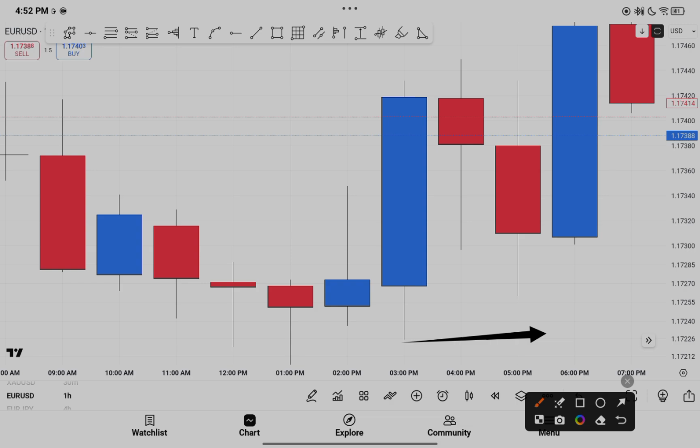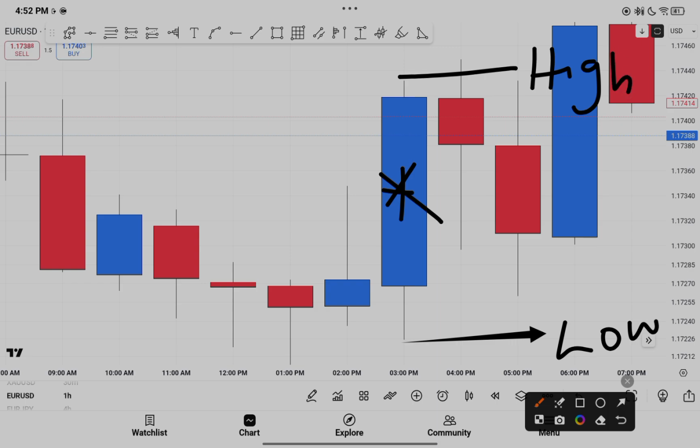Okay, so this is basically the low of this candle, and this is the high of this candle. So that's the first thing you need to understand. This is the high, and this is the low. That's the low, and that is the high. So that's the first thing you need to understand about a candlestick.